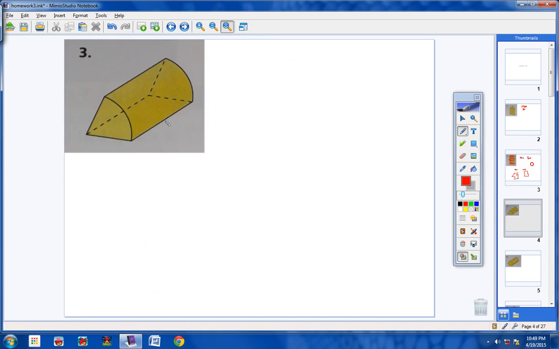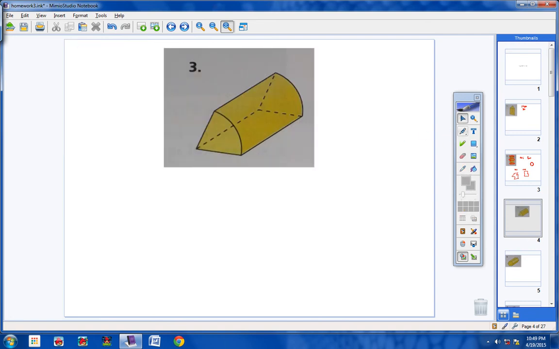Number 3. It looks pretty good at first, but look at this. Look at this right here. The straight line, but this is curved. Straight line, this is curved. So the front face and the back face are not polygons.